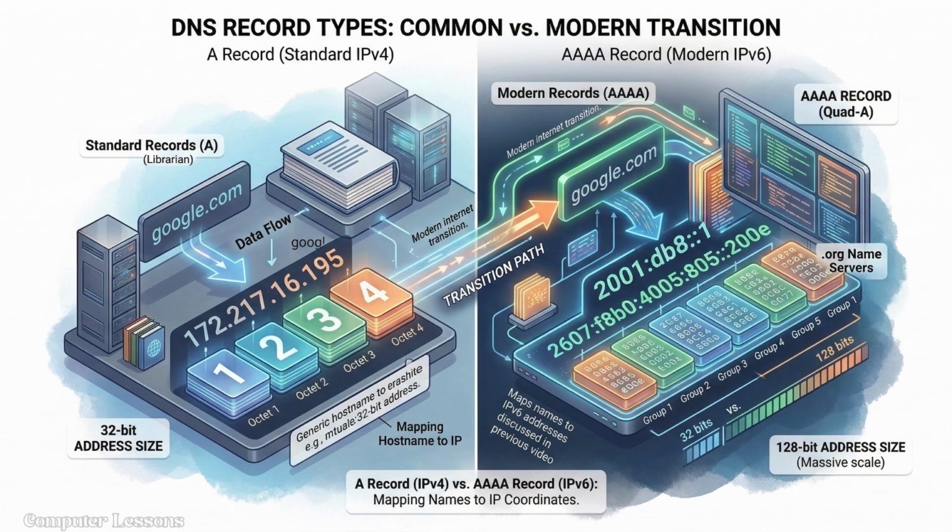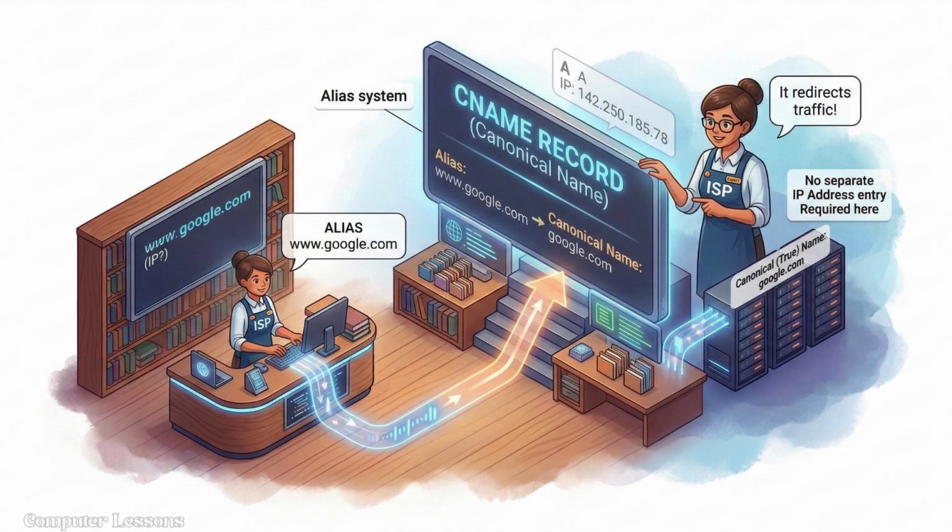As we transition to the modern internet, we are seeing more AAAA records, Quad A, which map names to the massive 128-bit IPv6 addresses we discussed in the previous video. Then there is the CNAME record, or canonical name. This is an alias system. It allows you to say that www.google.com is actually the same thing as google.com, directing traffic without needing a separate IP address entry.